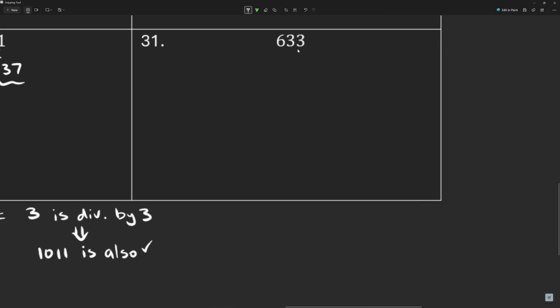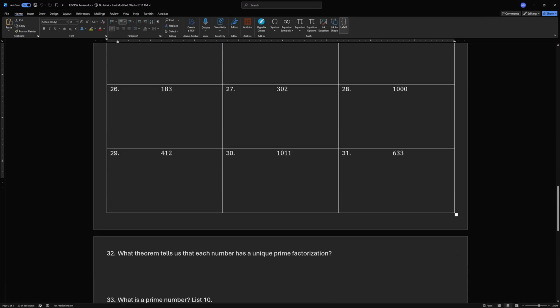So this one we definitely know is also divisible by 3. Okay, so try that. All right, you get 211. And run down the list, see if 211 is prime. Cool, let's keep moving.